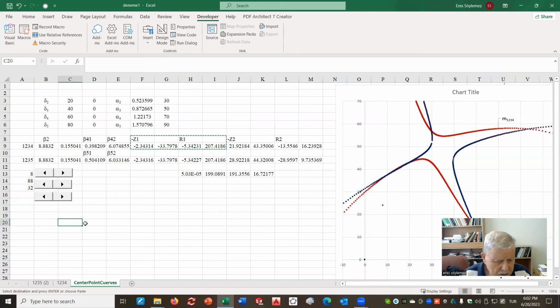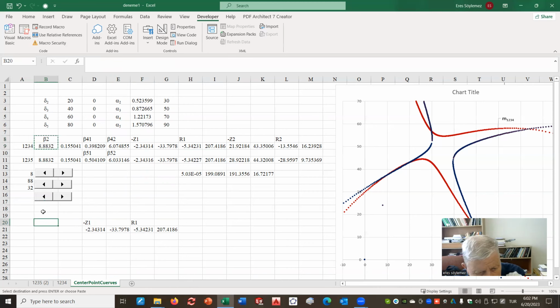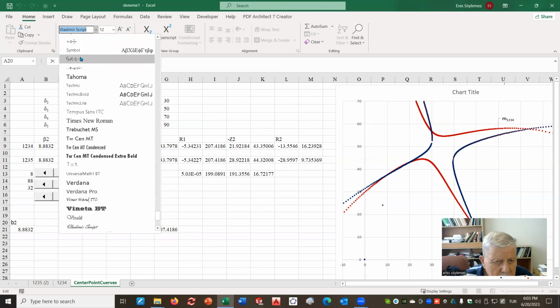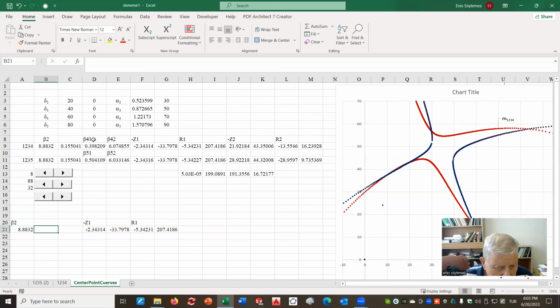I have to write the beta 2 value, beta 4 1, and beta 5 1. So I'll come over here, and these are values. I haven't copied anything else, I have simply copied. I will simply copy beta 2 over here. Beta 4 1. Let me copy beta 4 1, Control C.